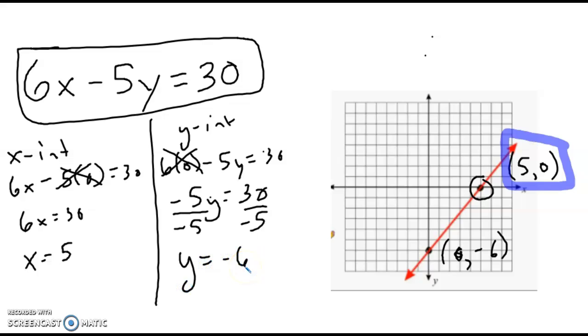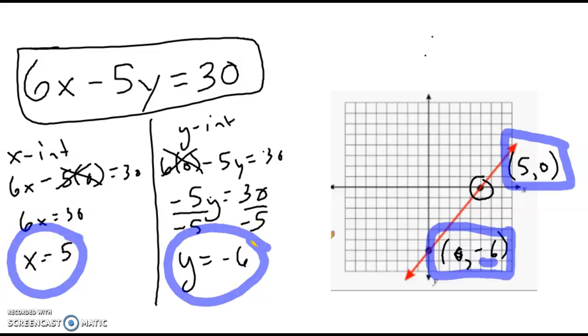Now that doesn't mean that the intercept is -6. That means that the y value of our ordered pair is -6. We already know that the x value is 0. So let's go ahead and take a look at more of that. Our focus for today is to be able to calculate the x and the y-intercepts, not necessarily to graph it. Tomorrow we're going to work on graphing.